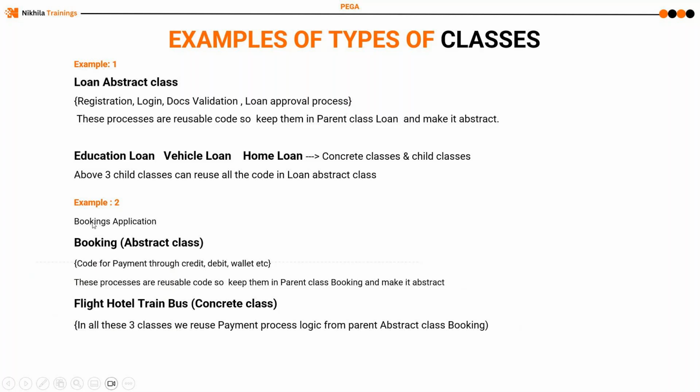Similarly, if you take a bookings application, booking can be a parent class. Flight booking, hotel booking, train booking, bus booking will be concrete child classes. Now, what is the common code among all these? Payment: paying through credit, debit, wallet is common code. Registration and login is common code. So you can put all of them in the bookings abstract class, and the actual flow of flight, hotel, train booking in the child classes.